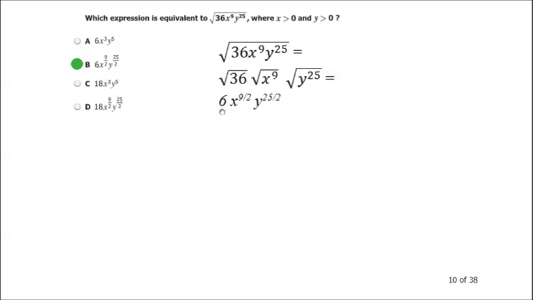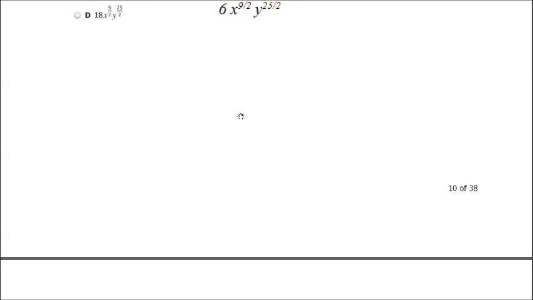So what I have is 6 times x to the 9 halves, y to the 25 halves, which matches answer choice B. Okay? This is rather simple. Let's keep going.